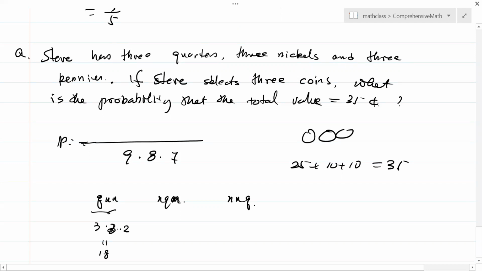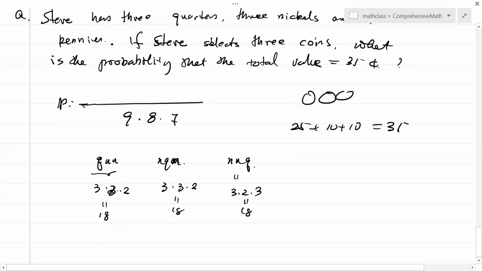And do the same thing here: you have to select 1 nickel first, 3 choices. Quarter, 3 choices. Then the second nickel, you only have 2 choices, so it's still 18. And the same thing here, 3, 2, and 3, that's 18, okay? Total will be 18 plus 18 plus 18, so the answer, after you simplify it, is 3/28. Got it.